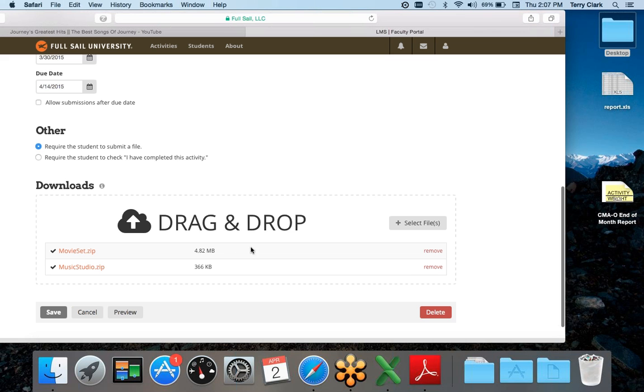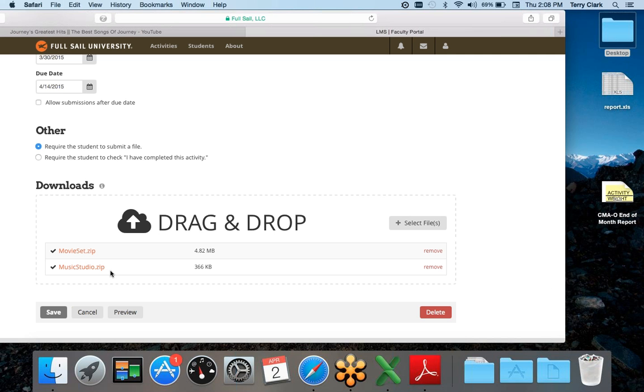When I open mine like this, I see the downloads right here, the movie set, and the music studios. This project has two versions of it. You can either do a movie set or you can do a music studio.